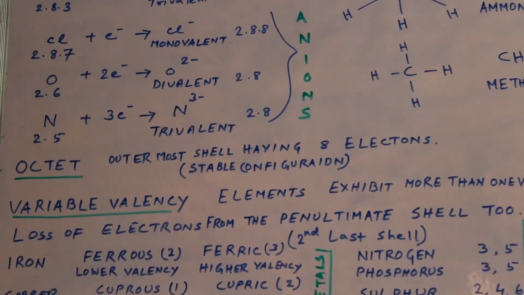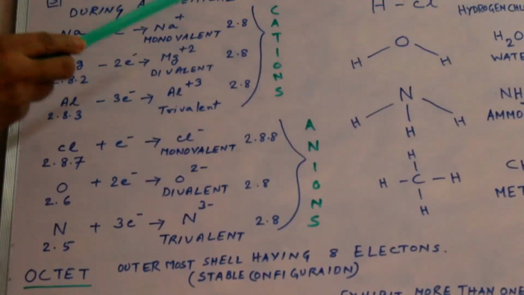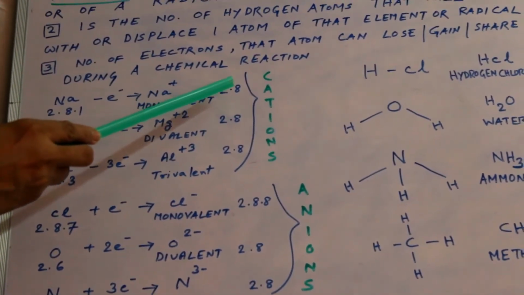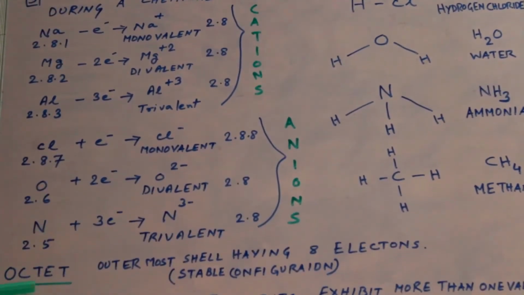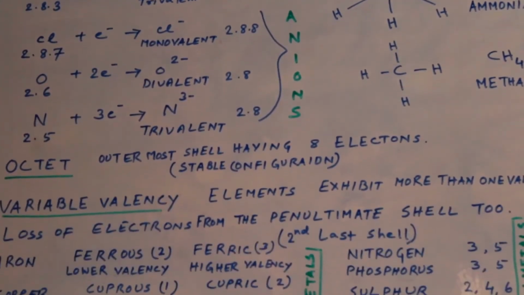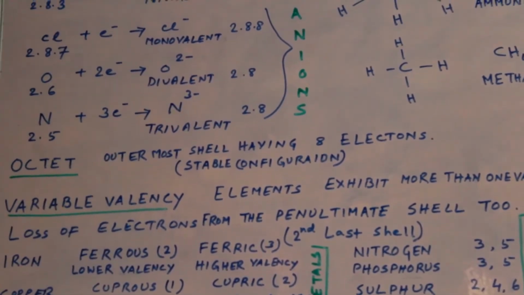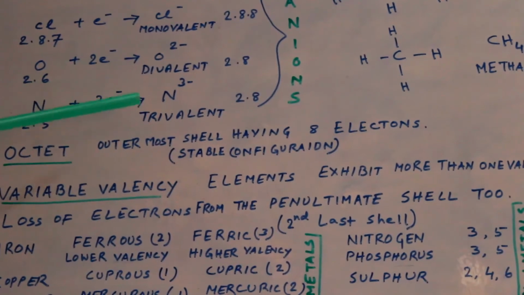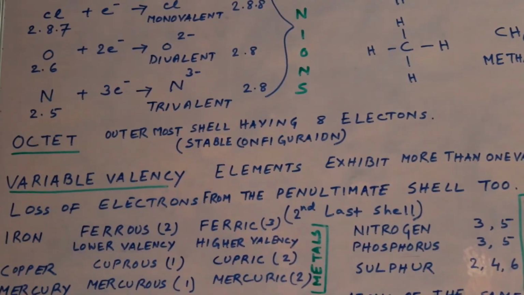Now here in all the 6 cases, what we are seeing is 8 electrons in the outermost shell. Now this is known as octet. This funda is known as octet. Now what is octet? The outermost shell or the valence shell having 8 electrons, and it leads to stable configuration.